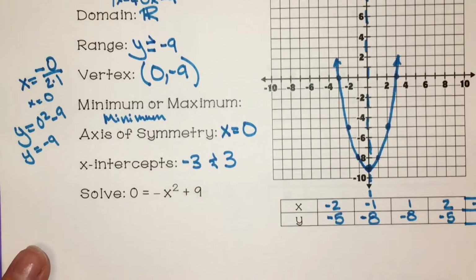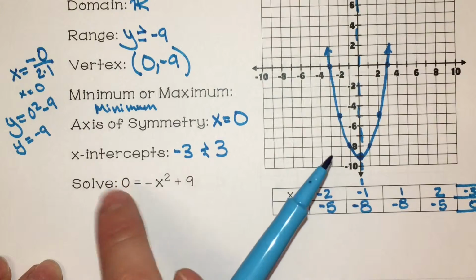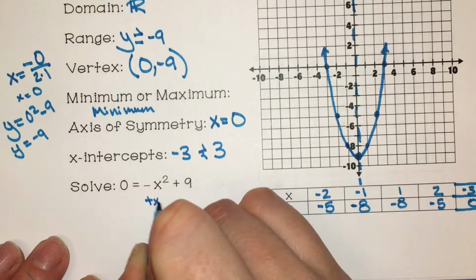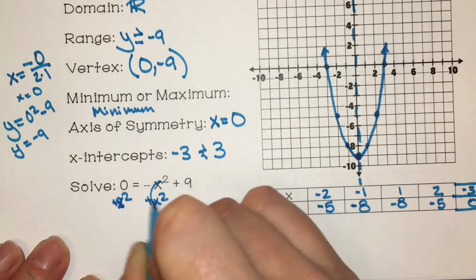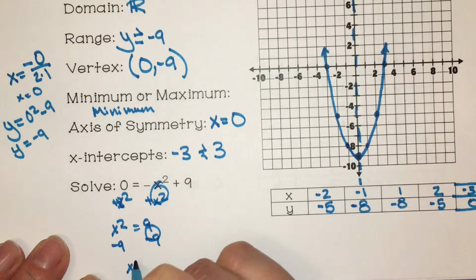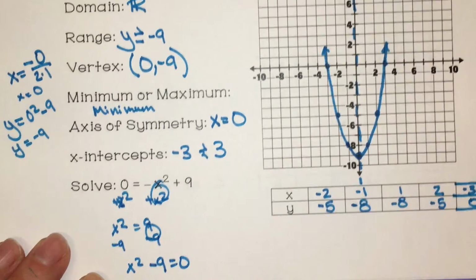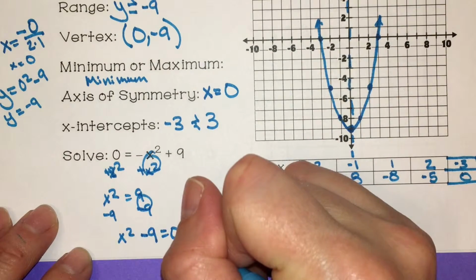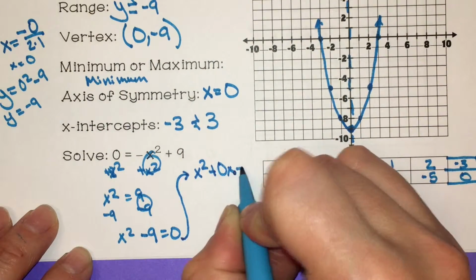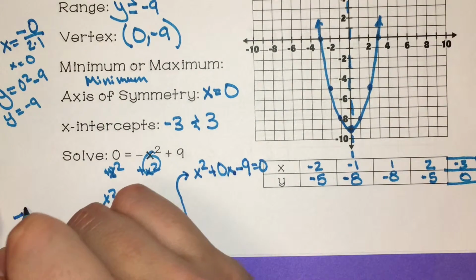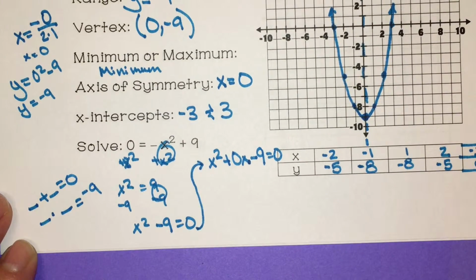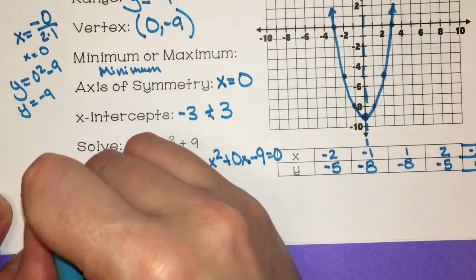All right, one more thing I need to do. I need to solve. But remember, when you're solving, 0 actually has to be on the right side. So I'm going to move it to the other side. I'm going to add x squared to both sides. Get x squared equals 9. Subtract 9 on both sides, and I get x squared minus 9 equals 0. Okay. So that's the same thing as x squared plus 0x minus 9 equals 0. So I have to figure out what I can add together to equal 0, multiply together to equal negative 9. So in this case, I have 3 and negative 3.